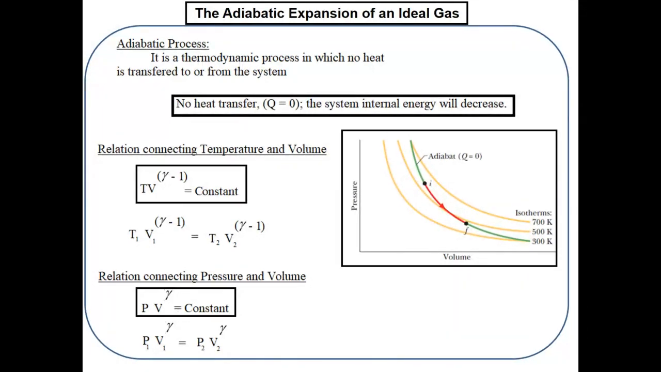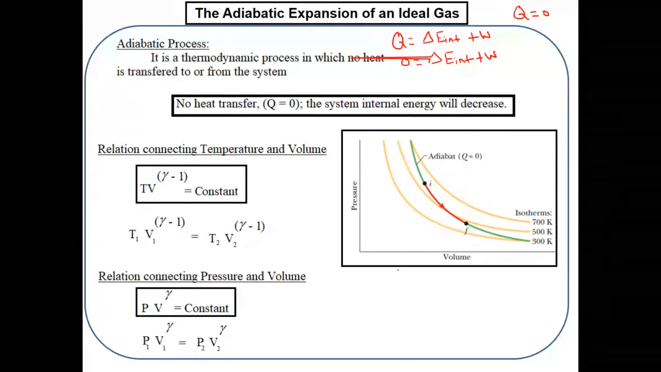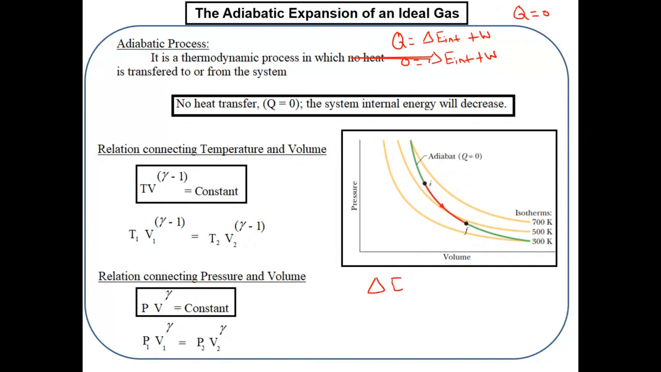What is your first law of thermodynamics? Q is equal to the change in internal energy plus work done. Am I right? Okay. If Q is equal to 0, your equation becomes 0 equals the change in internal energy plus work done. Therefore, my change in internal energy is equal to the negative of work done. Am I right? Yes. Negative.